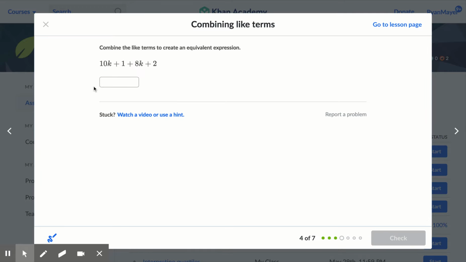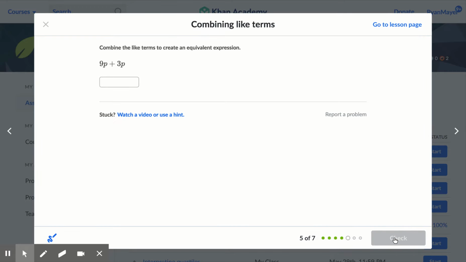All right, on to this next one. 10k plus 1 plus 8k plus 2. Don't get confused. Now that we added, we have four terms inside this expression. That's fine. We know how to do this. Again, find your variables first. We're going to combine those first. Then you go to the whole numbers after that and just follow what the signs are telling you to do. 10k plus 8k, that's like saying 10 plus 8. We're going to say 18. Just do not forget the k in there. And then 1 plus 2, that's 3. Check our work. We can move on.